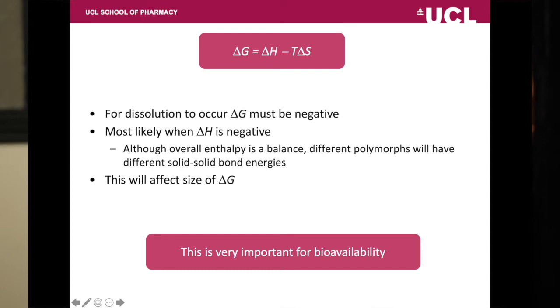I know that you love this equation. Delta G is the free energy, and for a process to occur spontaneously, it needs to be negative. If you look at the equation, how is delta G going to be negative? It's going to be negative if delta H is negative, because T delta S is always positive, and therefore minus T delta S is always negative. So if delta H is negative, minus T delta S, it has to be negative. The free energy has to be negative.